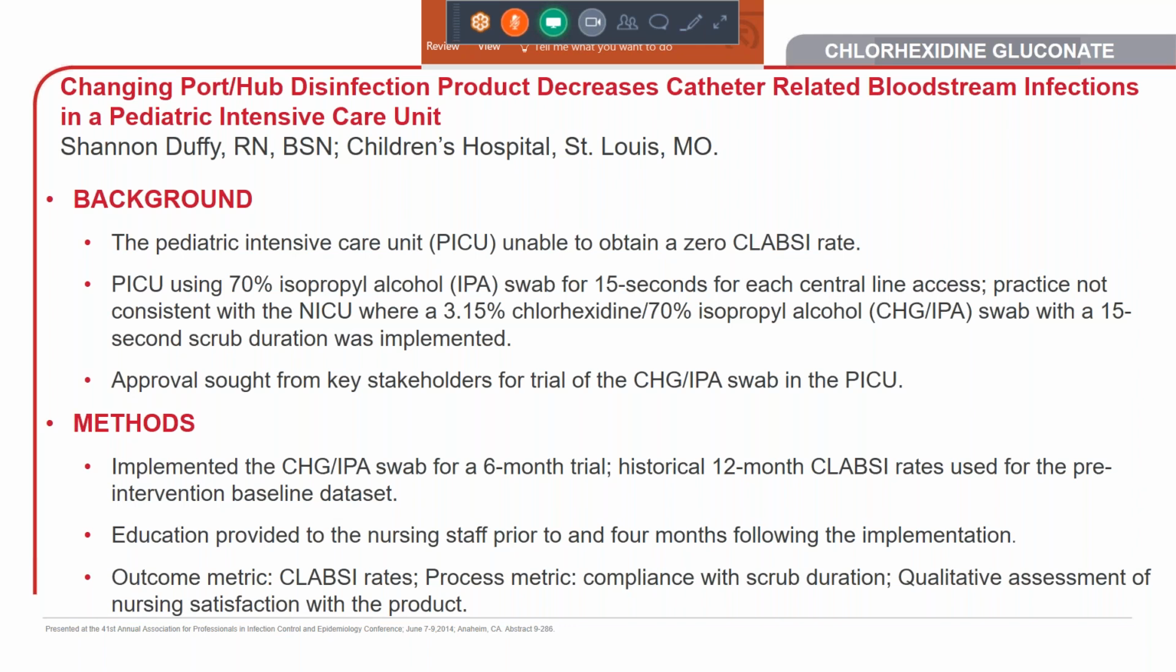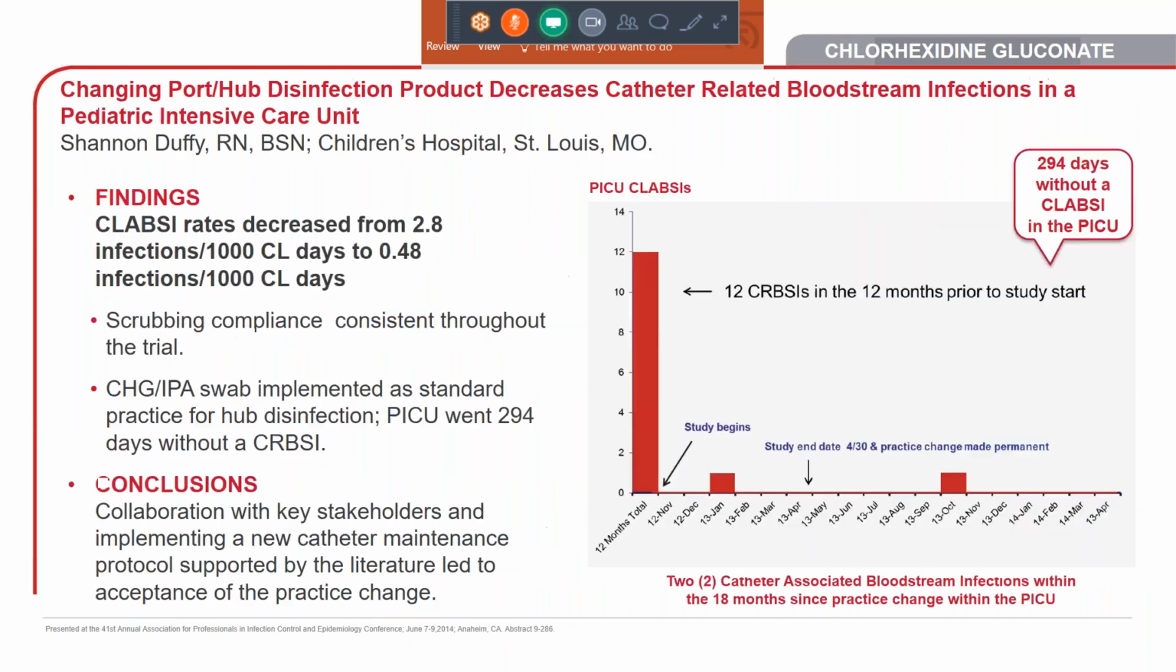They implemented the intervention for a 6-month trial, and they utilized a historical 12-month CLABSI rate for their pre-intervention baseline data set. Nursing received education on the use of the chlorhexidine alcohol swab prior to and 4 months following the implementation. For their outcome metric, they looked at CLABSI rates. They also looked at a process metric, which is very important in terms of compliance with the scrub duration. And they also did a qualitative assessment of nursing satisfaction with the product.